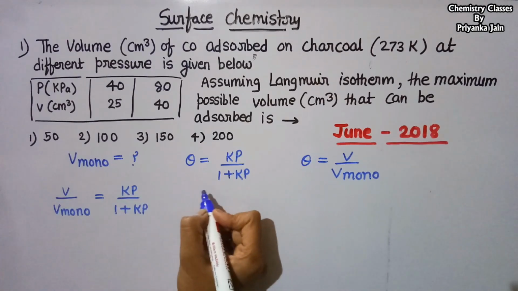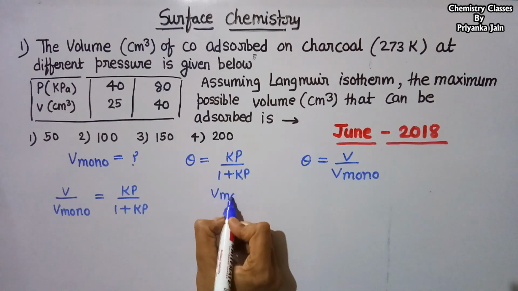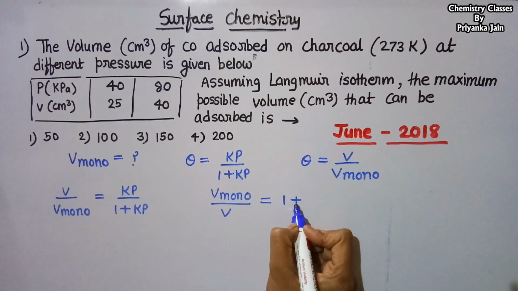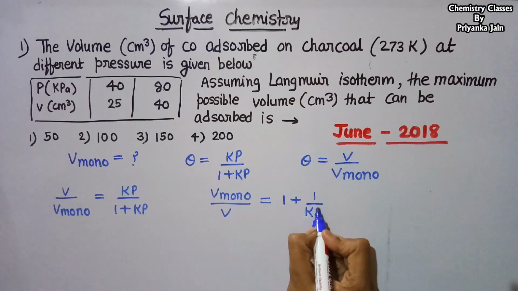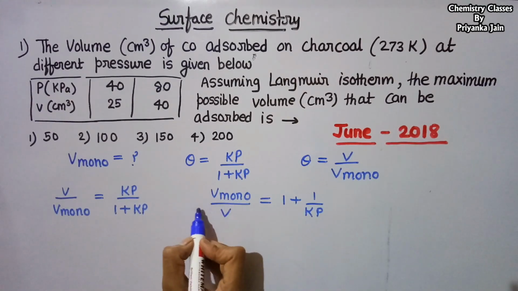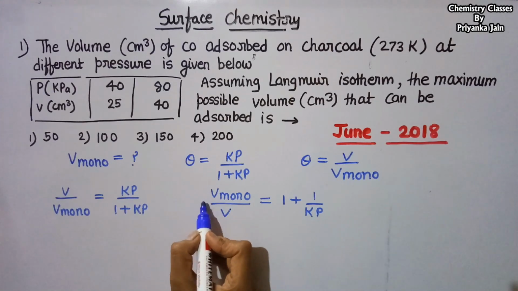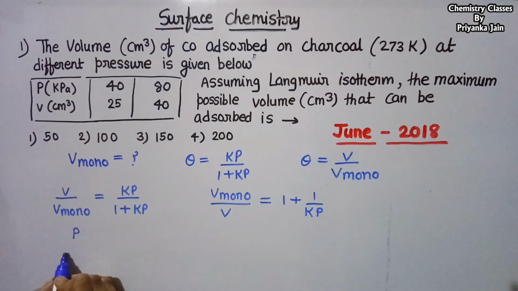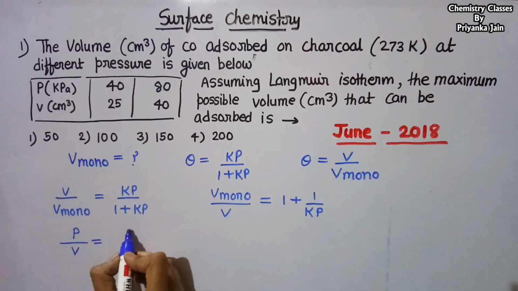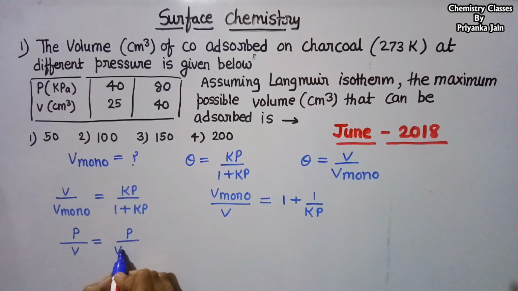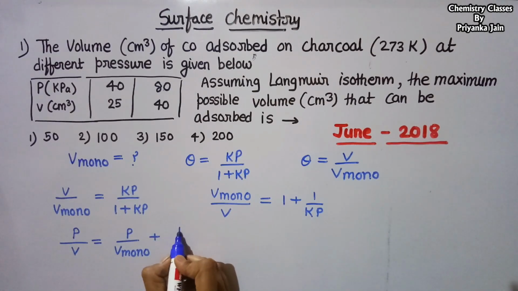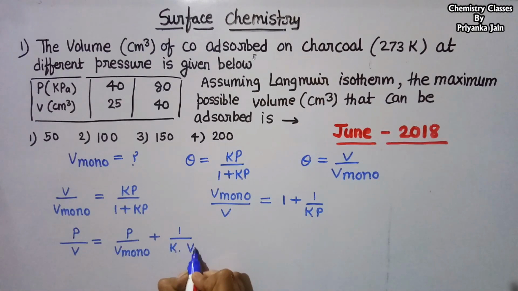Okay, we can invert this equation so that we get V mono upon V equal to 1 plus 1 upon Kp. Now we will multiply it with the pressure P and divide with V mono, so that this will cancel out and we get P upon V. And here we will get P upon V mono plus 1 upon K V mono.